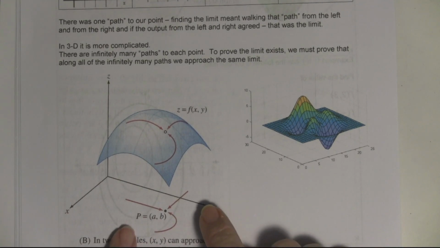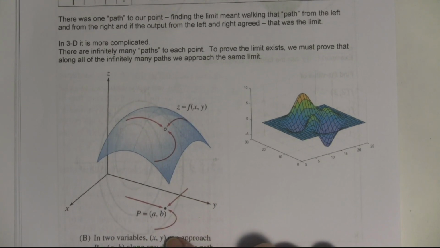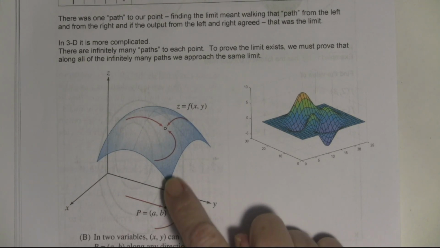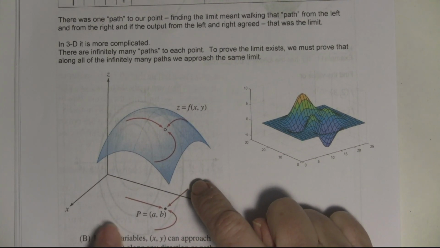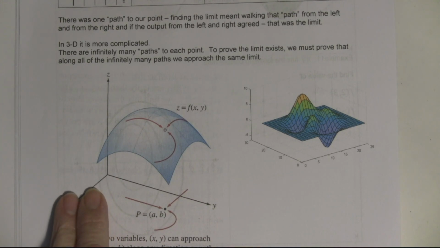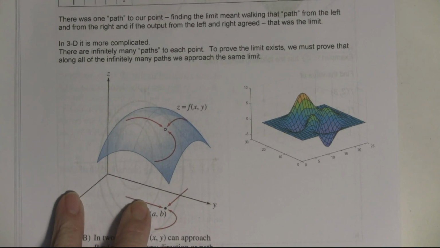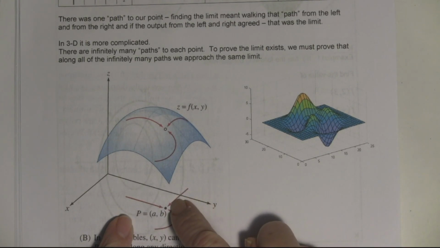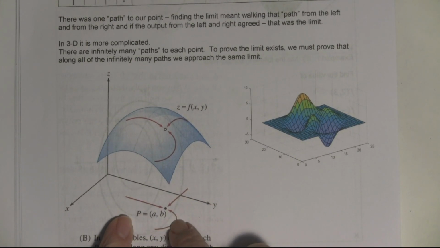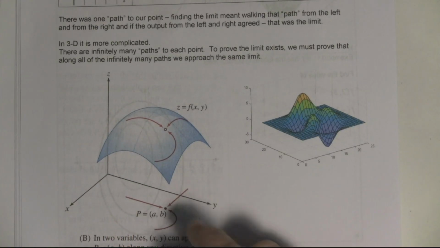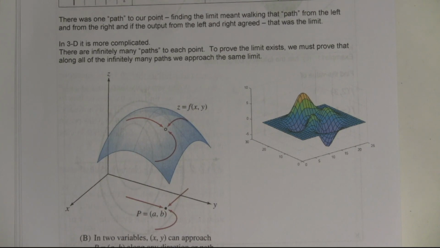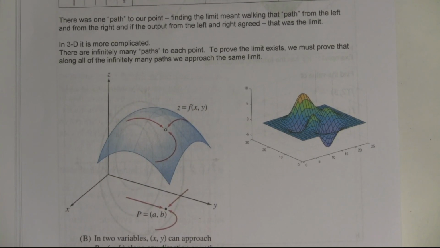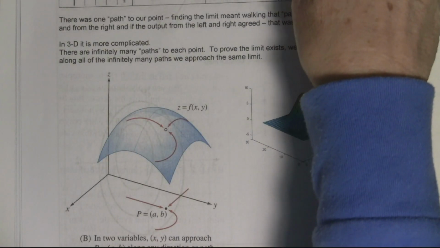So this is kind of the idea: if I'm trying to approach this point and then look at the height and compare the height, here it looks like I'm going to the point along something that's parallel to the y-axis, here parallel to the x-axis, and here I'm taking some kind of a curve to it. So there's just 3, and you can imagine there's infinitely many that could go to that point. And we're asking, is the output, which is the z value, the same for all of those as I get closer and closer to that point?